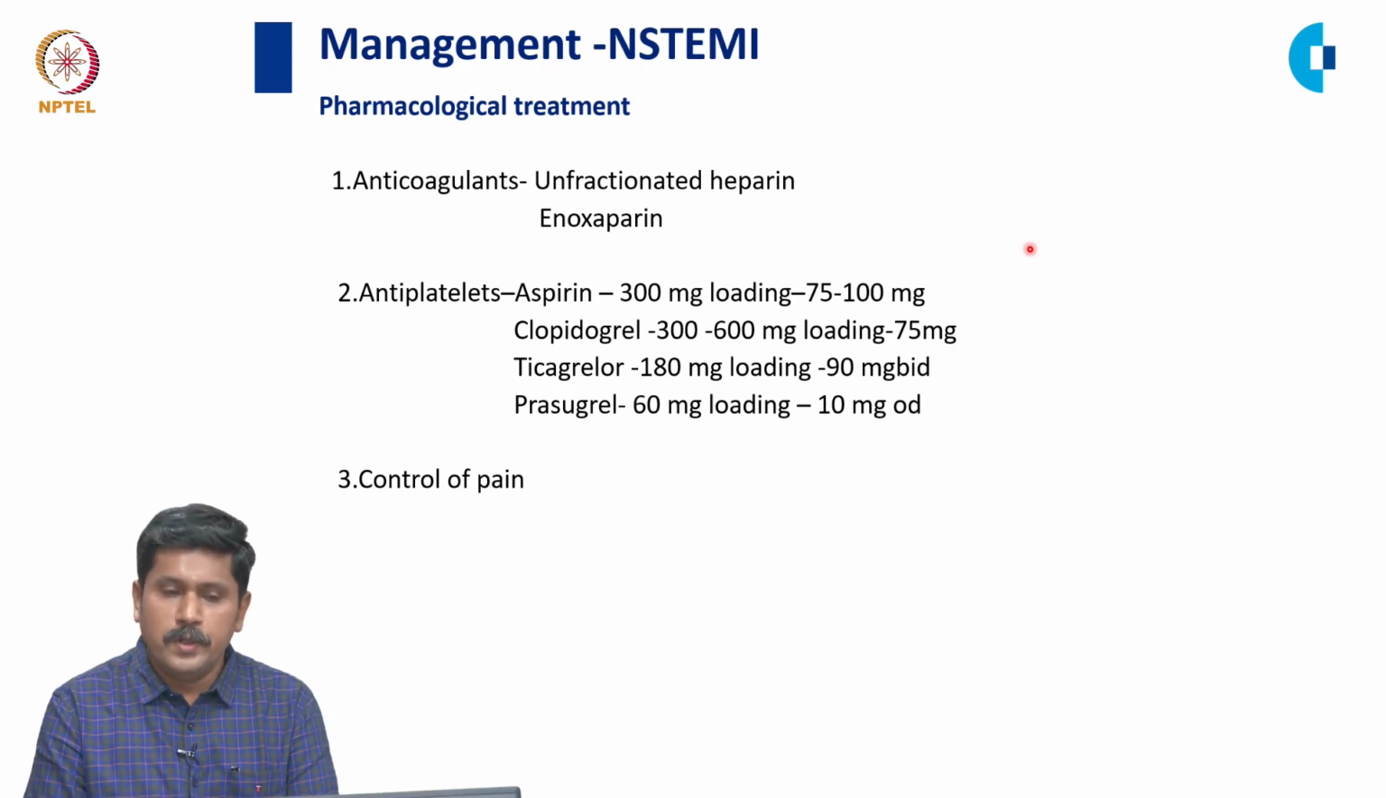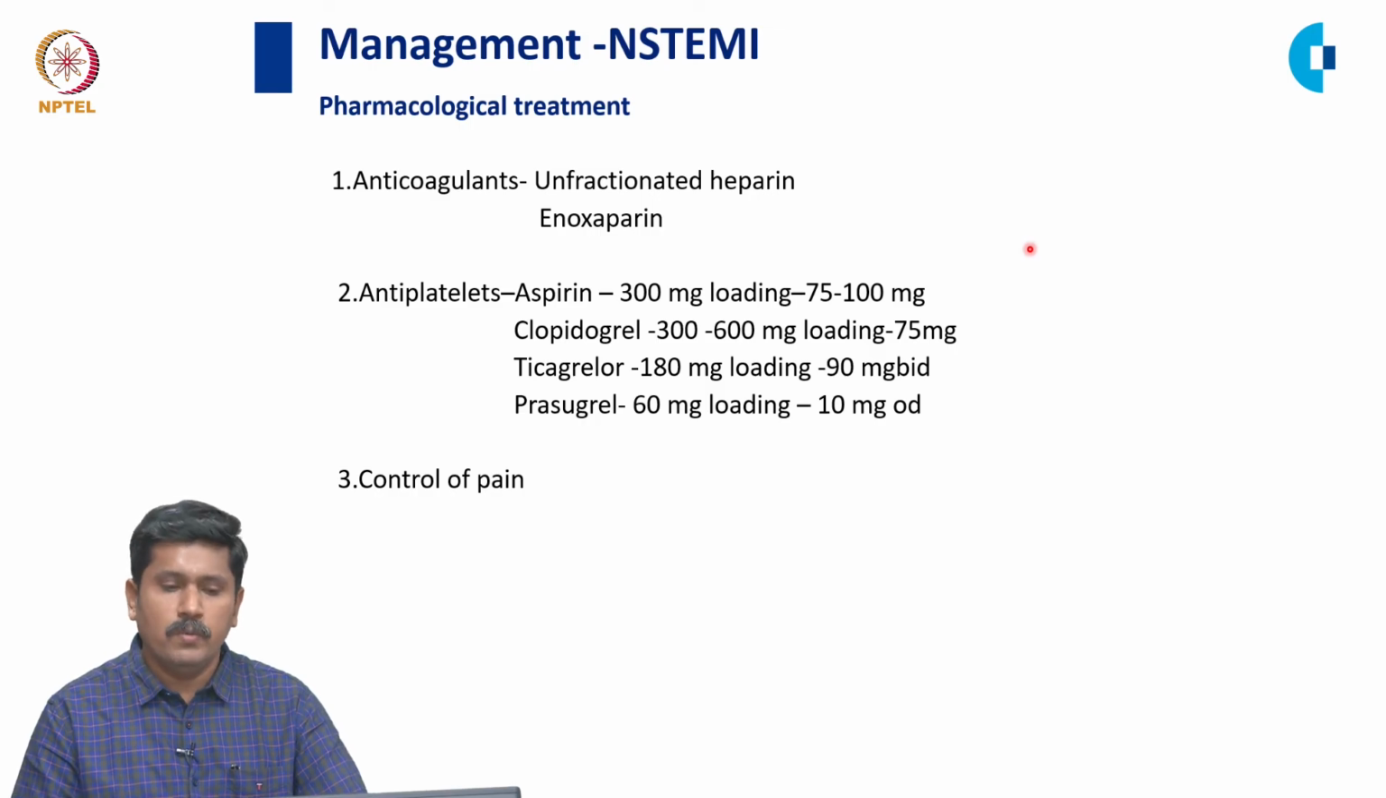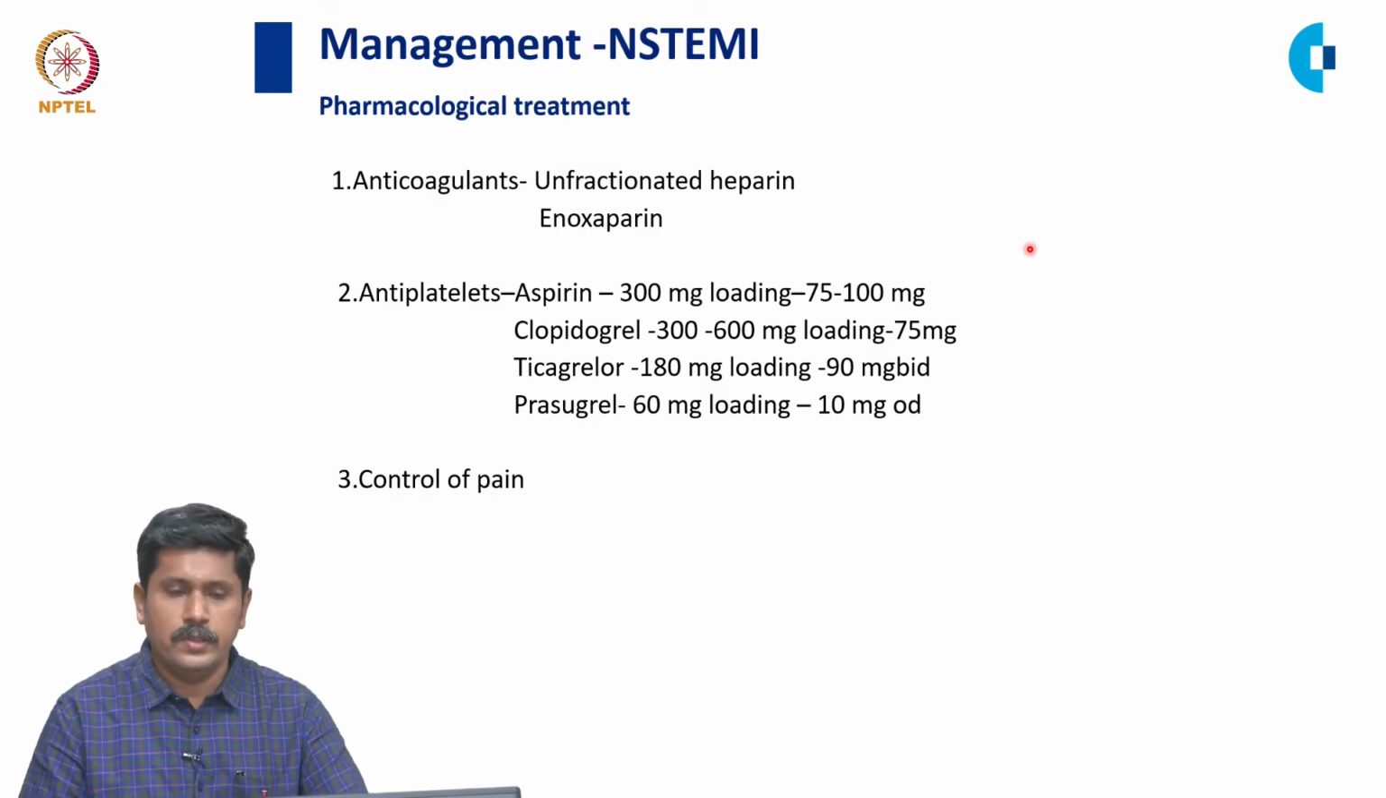Loading dose aspirin should be given in a dose of 300 mg stat followed by 75 to 100 mg daily. And the other thing is one of these: clopidogrel, ticagrelor or prasugrel. The doses are 300 mg of clopidogrel followed by 75 mg daily, ticagrelor 180 mg loading followed by 90 mg twice daily, and prasugrel 60 mg loading followed by 10 mg once daily. Here the prasugrel should be given only if the patient is going in for invasive management. For medically managed patients, most can be put on clopidogrel.